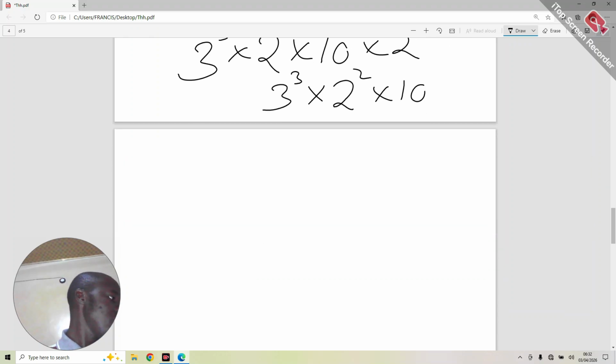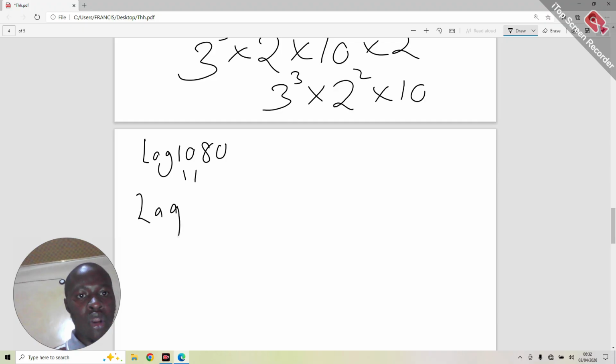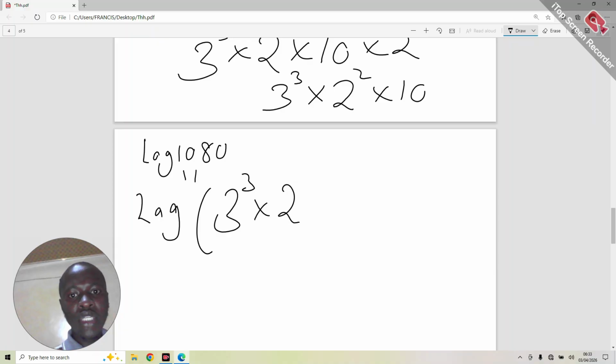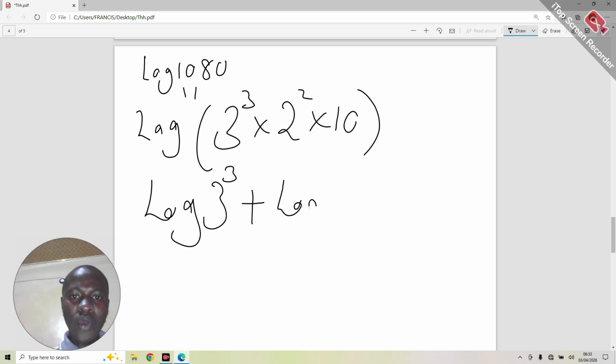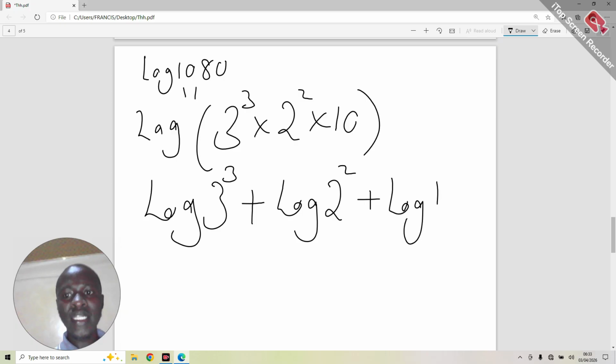So that means that log 1080 can also be written as log of what? 3 cubed multiplied by 2 squared multiplied by 10. So we can open the bracket. Remember, this is a multiplication law of logs. So we have log 3 cubed. Instead of times, we have plus, as the law suggests. We have log 2 squared, and we have log 10.